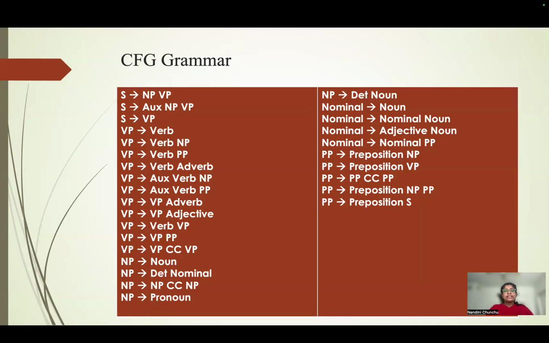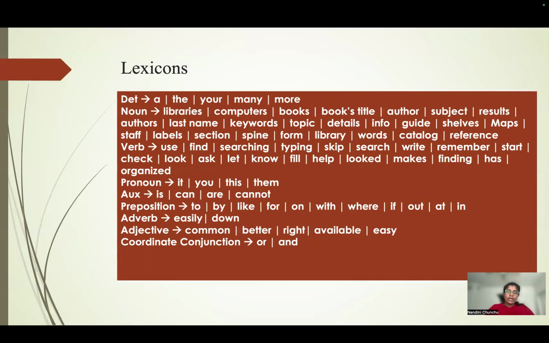So if you see here, this is the CFG grammar, which I have created based on the sentences which I have chosen. Here, every grammar will start with S, and NP means noun phrase, VP means verb phrase, and here the auxiliary grammar, adverb and adjective grammar will be there, and determiners, prepositions, adjectives, and so on. Also I have created lexicons for my sentences, which tell us what are all the nouns, verbs, prepositions, adjectives, adverbs, and so on. It basically tells the grammar of the sentences.